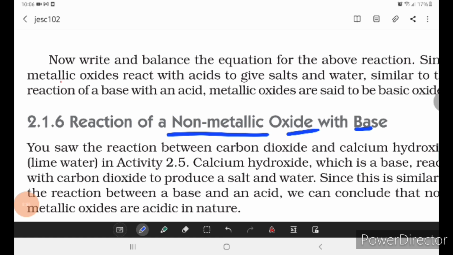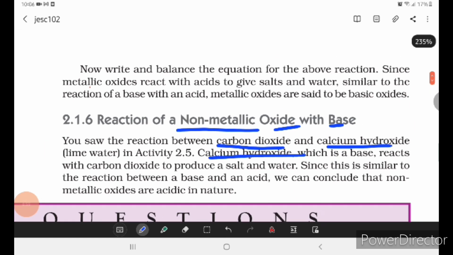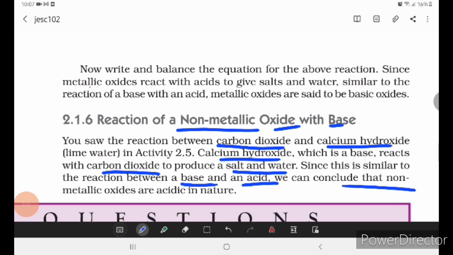An example is the reaction between carbon dioxide and calcium hydroxide. The calcium hydroxide, which is a base, reacts with the carbon dioxide to produce salt and water. While performing the activity related to the reaction of acids and bases with metal carbonate and metal bicarbonate, we get salt and water when calcium hydroxide is reacted with carbon dioxide. Since this is similar to the reaction between a base and an acid, we can conclude that non-metallic oxides are acidic in nature. Clear?